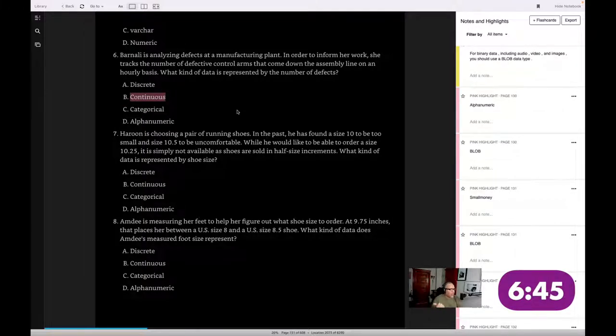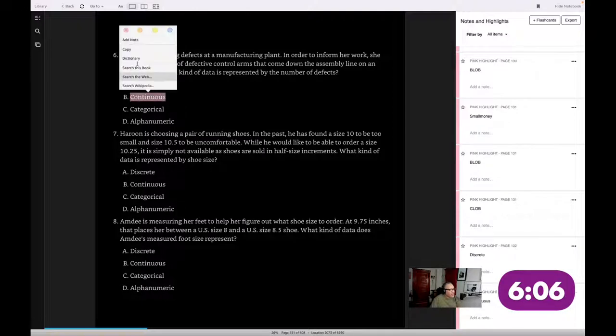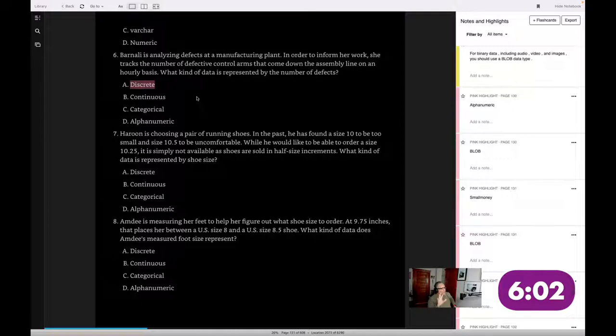Because what I know it is not is alphanumeric. And what I'm unsure of is if that would meet the... I don't think that it's discrete, because discrete would be knowing... Hold on, actually, when I read the question again, she tracks the number of defective control arms that came down the assembly line on an hourly basis. Huh, I'm actually going to change it to discrete. Even if I'm wrong, I was uncertain about the two, but the reason why I'm doing discrete is because she is counting the defective control arms. She's not looking at tons of different parts. She's looking at just the control arms themselves.